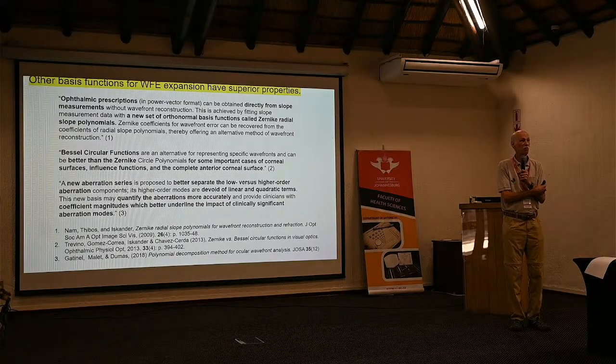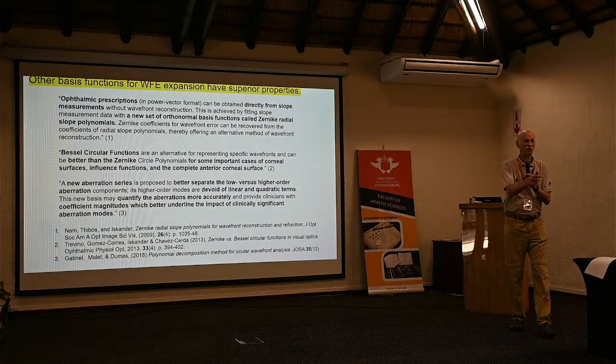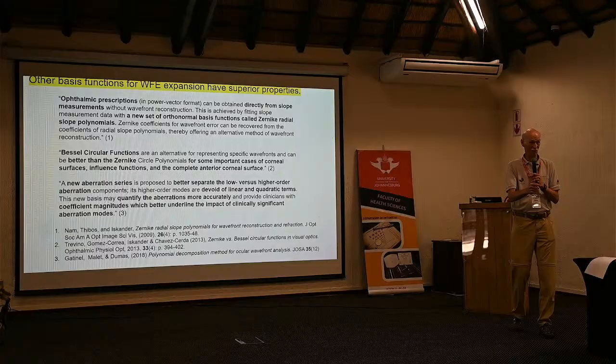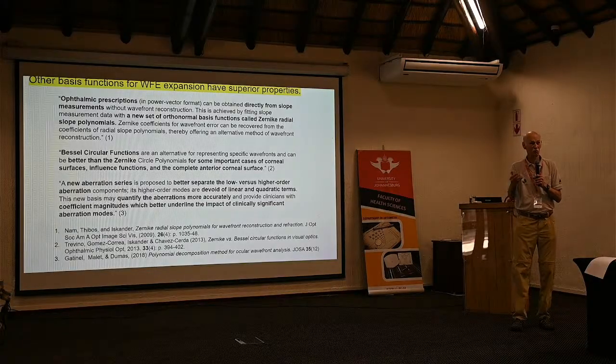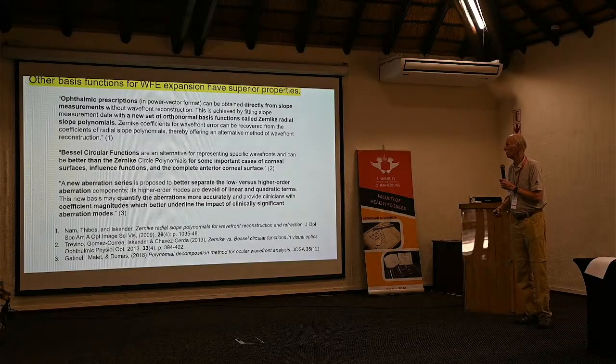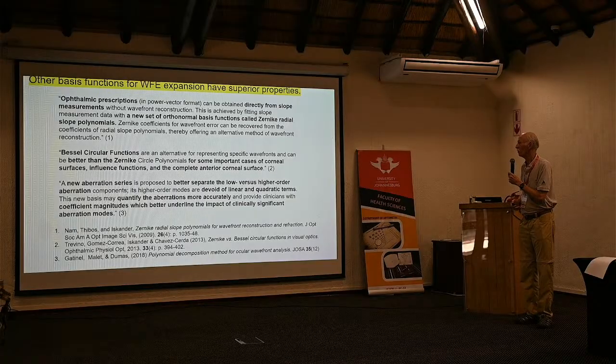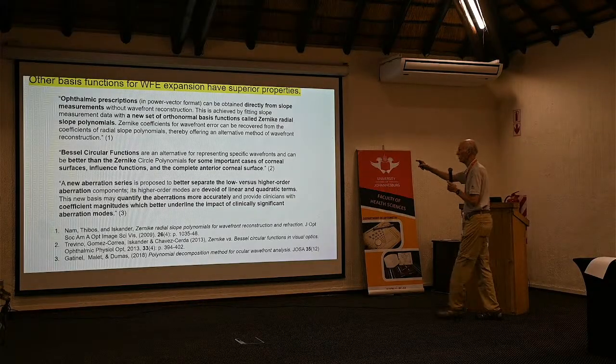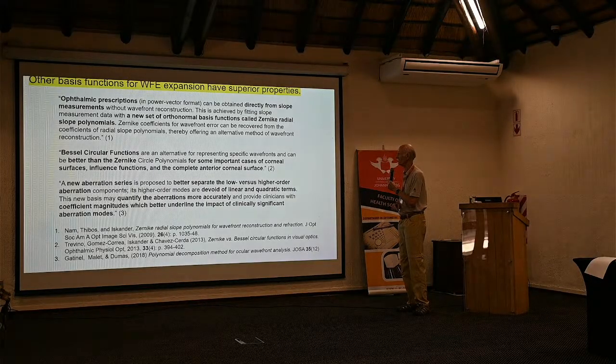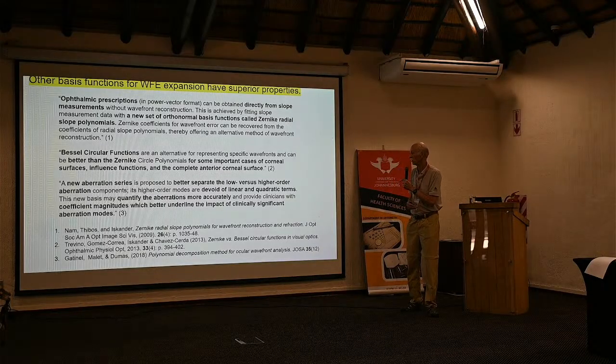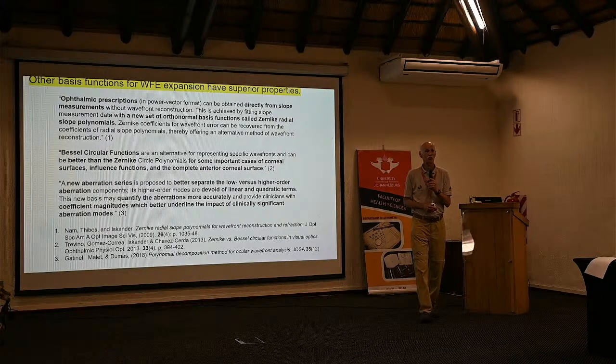And so for that purpose, maybe here's a better basis set, but I wouldn't let you use it for reporting the aberrations. It's only for the purpose of computing the ophthalmic prescriptions. There's a second comment. Bessel circular functions are an alternate method, better than Zernike circle polynomials for some important cases of corneal surfaces, influence functions, and the complete anterior corneal surface.